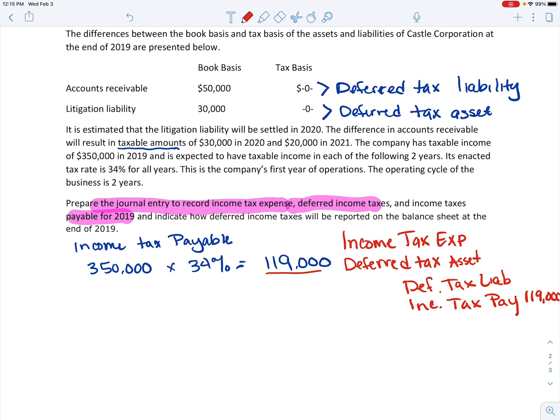All right, what's next? Next, we're going to go through and look at our different pieces of the puzzle. Let's look at the income tax. Which one should we do first? We'll go with the liability first. The liability, we have our $50,000.